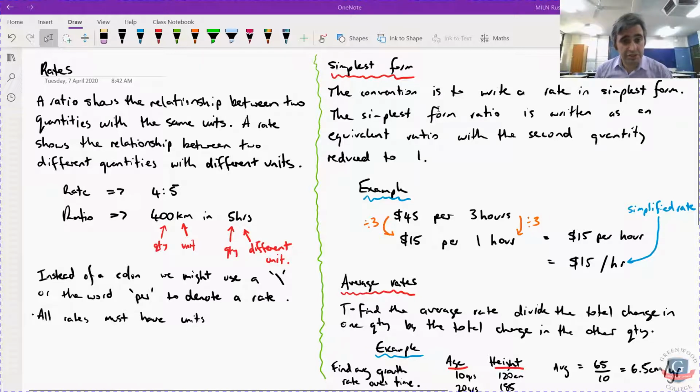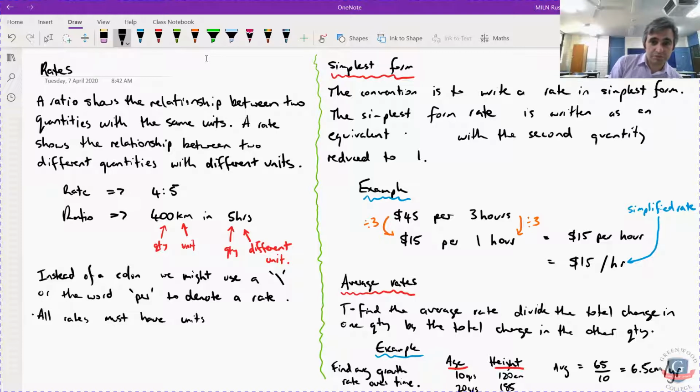Now, there's a convention called simplest form, and with rates we generally write things in simplest form. The simplest form for a rate is written as an equivalent rate with the second quantity reduced to 1.